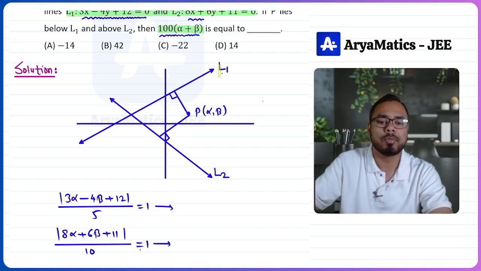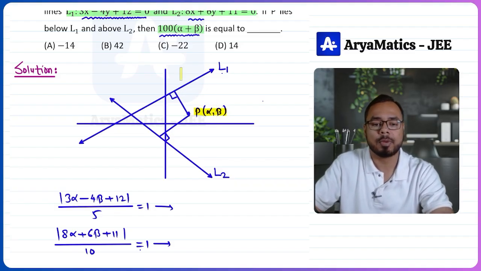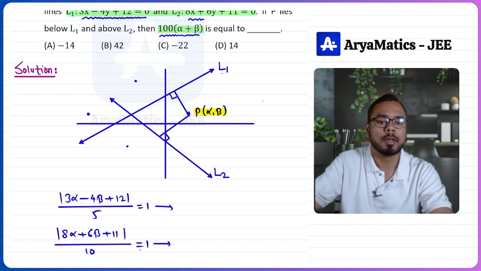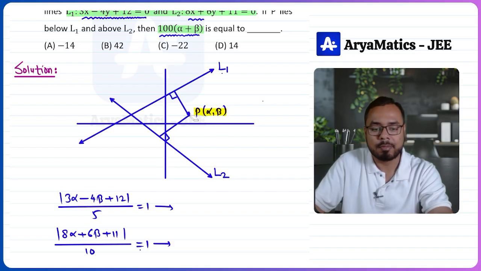And in fact, there will be 4 points satisfying this condition, that they are at unit distance from line L1 and L2, right? One point will be in this angle, another one somewhere here, next one in this angle, and similarly this will be the fourth point, right? But we need that particular point which is below L1 and above L2, so maybe somewhere in this region, right?